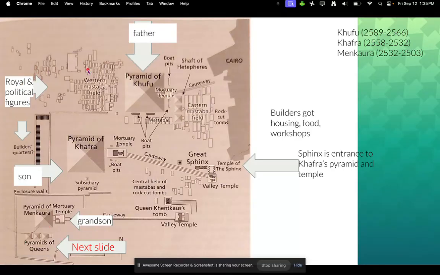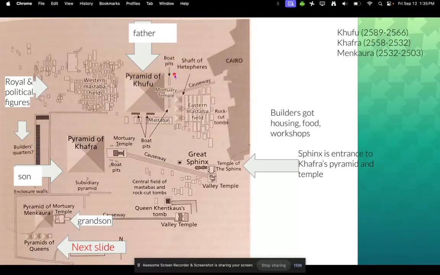You'll also see that there is this field here with a bunch of other more tomb graves. Those were for royal and political figures. They got important grave sites as well, but of course, they didn't get a giant pyramid. You'll also see that there are boat pits. Yeah, you're like, wait, isn't this the desert?